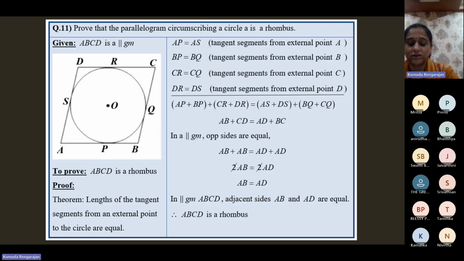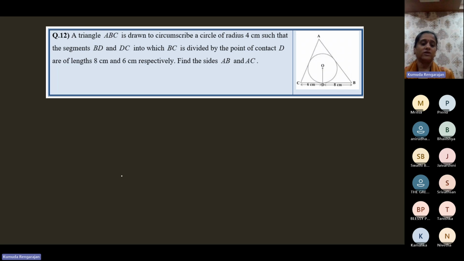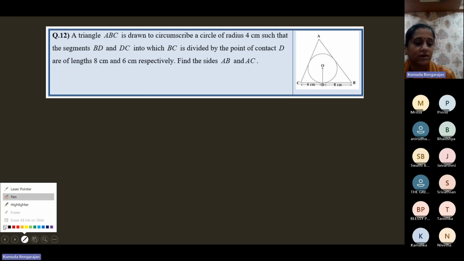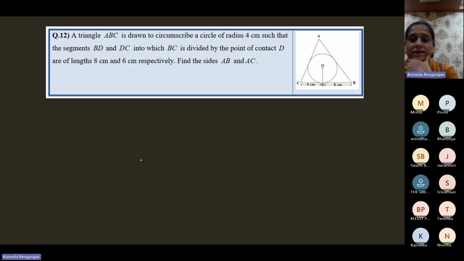Okay. So continuing from where we stopped yesterday, the second exercise of circles. We finished the 11th one, continuing with the 12th one. A triangle ABC. Children, I've shared my screen. Is it visible? Yes, ma'am. Okay, thank you.